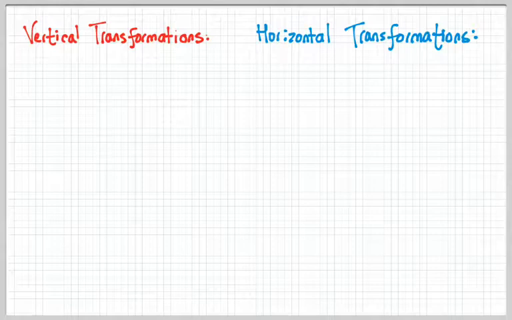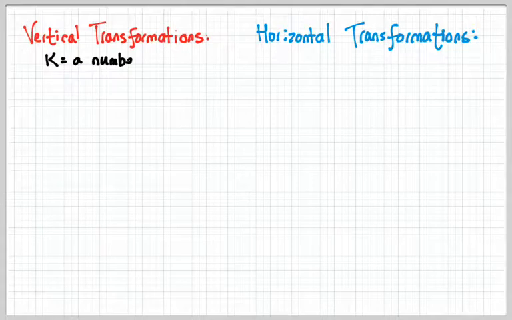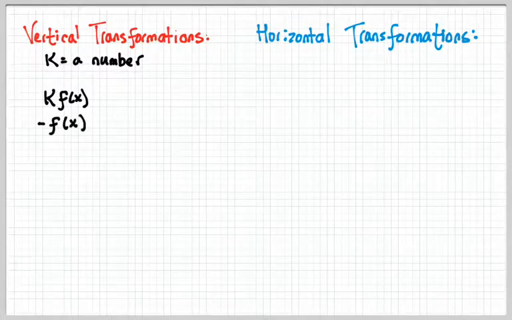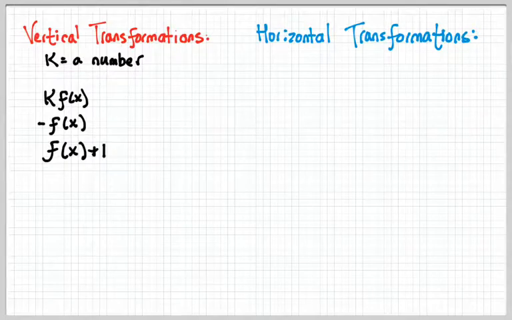There are 3 different ways to change a function. We're going to use the letter k to represent any number. So 3 different ways to transform something vertically. The first would be k times f of x. The second is negative f of x. And the third is f of x plus k.